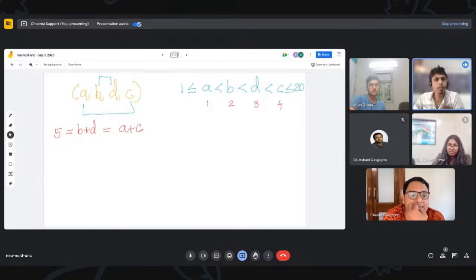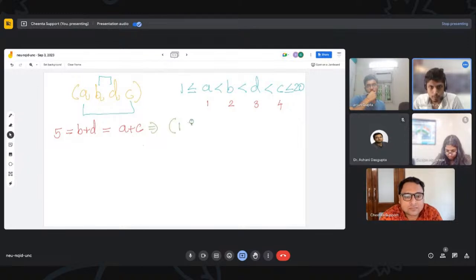Right. So we will do casework on the sum of B plus D and A plus C. That is the logic. So if this is the case, let's write out the pairs that satisfy. So the pairs that satisfy these are 1 4, 2 3. These are the possible pairs that sum up to 5.